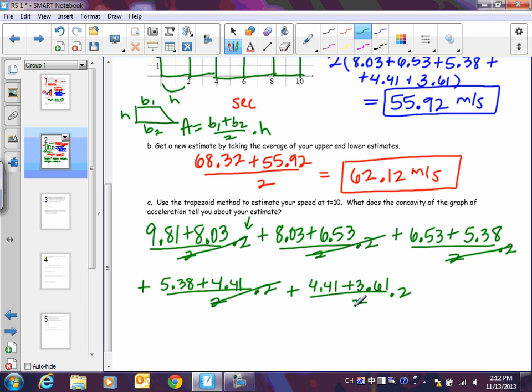And if you notice these numbers at this point, it looks a lot like our rectangles. In other words, there's two 8.03s, two 6.53s, two 5.38s, two 4.4s. The only thing that's different is that on our underestimation, there were two 3.61s and no 9.81, and on the overestimation it was the other way. Two of these, none of these. And so, has anybody already added all these up yet? 62.1.